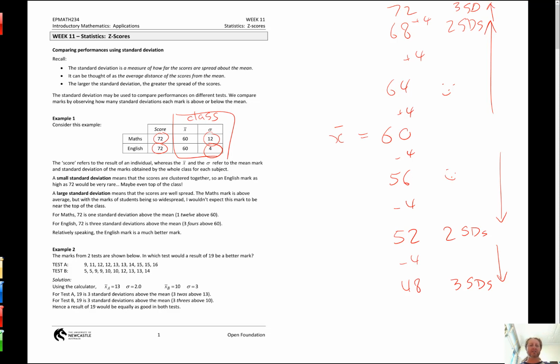What that's saying is I did exceptionally well in English, even though it looked like I did pretty normal. I got 72 in both, the mean was 60 in both, but really I got a normal sort of good mark in maths. I got a really exceptional mark in English. Another way to express this is, I'll just delete that.